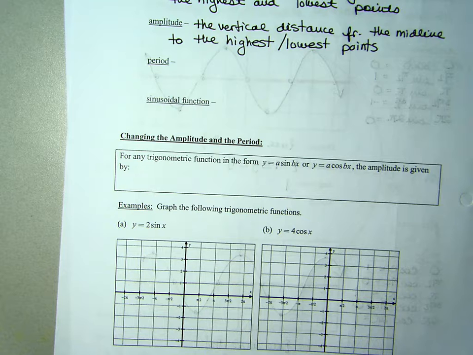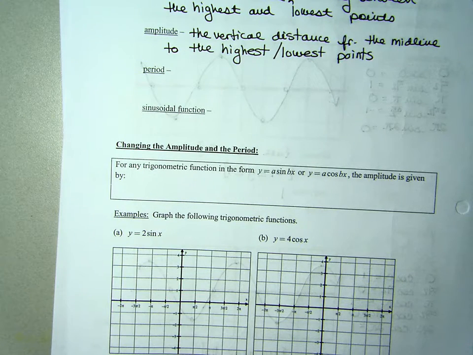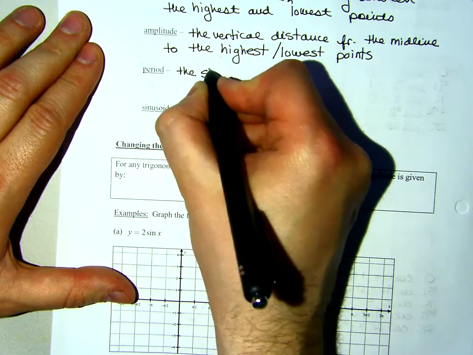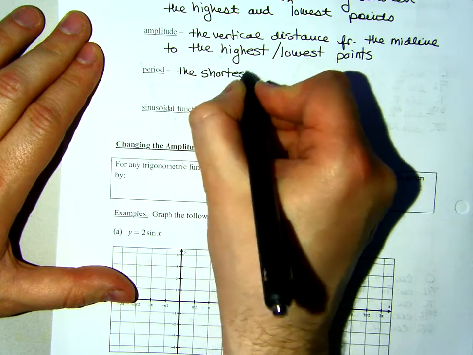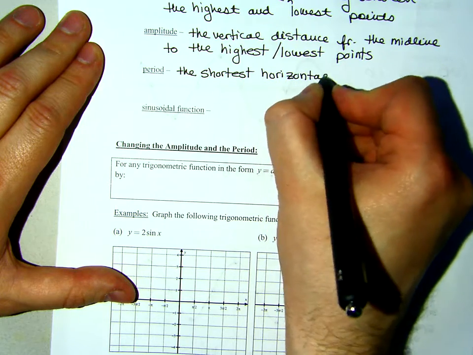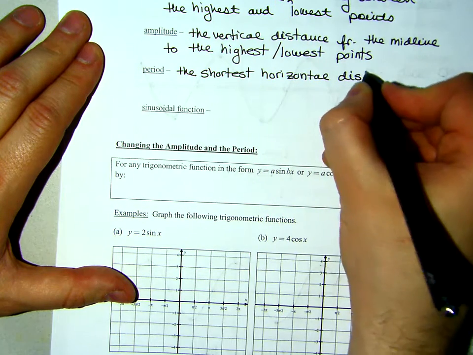Next, the period. This is a little different. All of these sines and cosines have what we call the period. The period is the shortest, please listen, the shortest horizontal distance before the graph repeats its pattern.